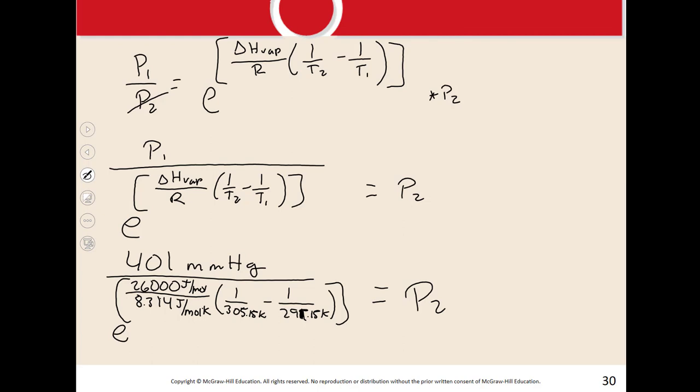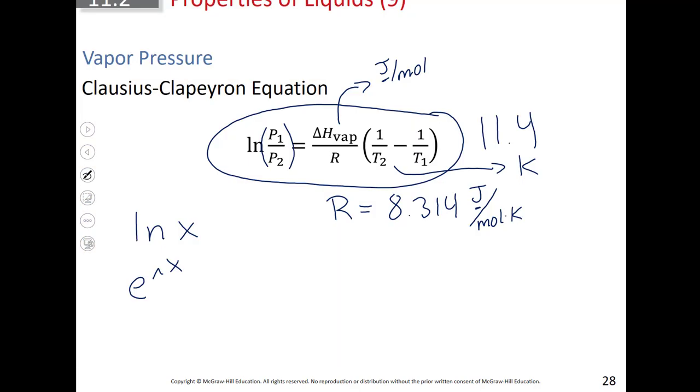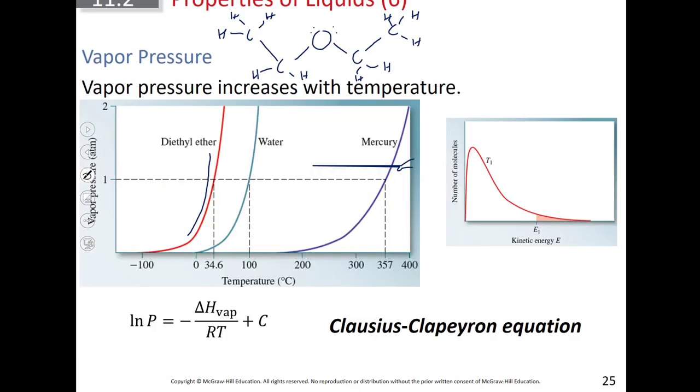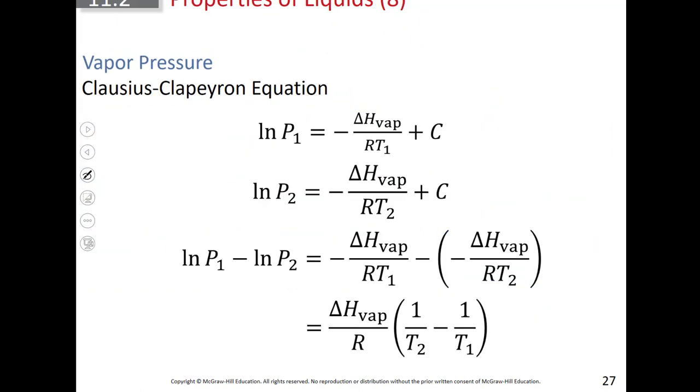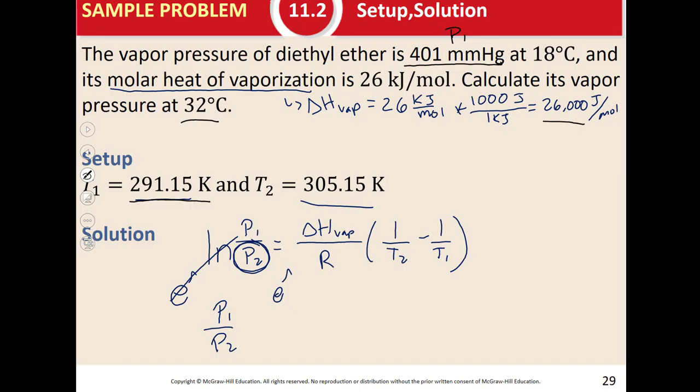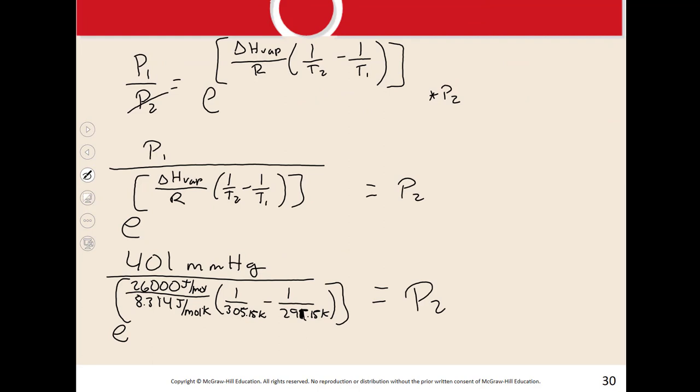By the way, our temperature went up. So what do you think happened to the vapor pressure? Did it go up or down? Here, as our temperature increased for diethyl ether, what happened to the vapor pressure? It increased, right? This is a positive curve. So our number should go up, so we should end up with a number greater than 401. But not huge. This isn't going to be like 1,000,000 millimeters of mercury. Should get up to some number still in the hundreds, but larger than 401.